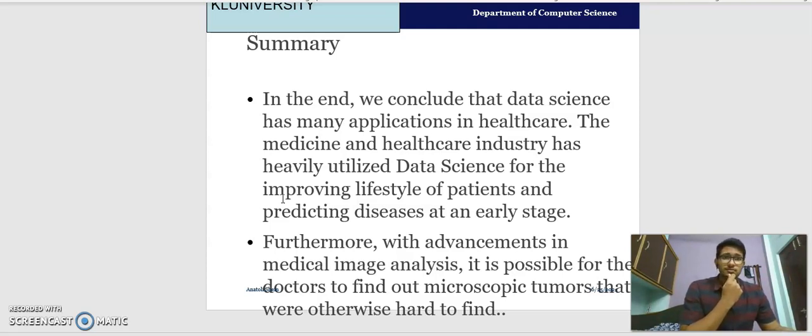It is like a whole family: data science, artificial intelligence, machine learning, and artificial neural networks. So it impacts a lot in medical science.